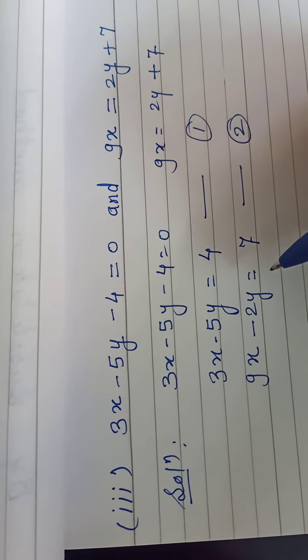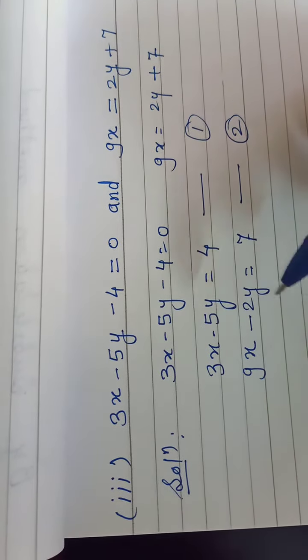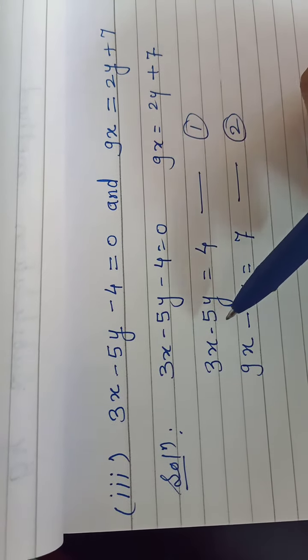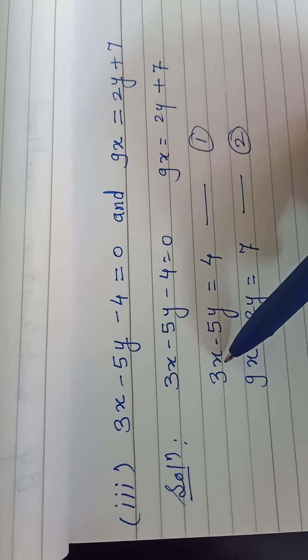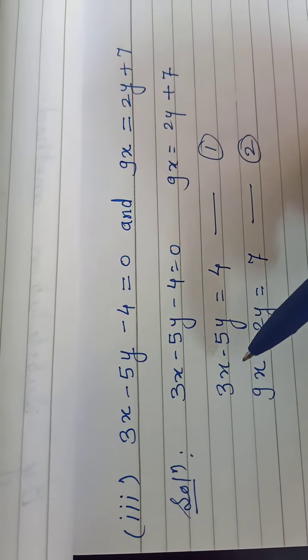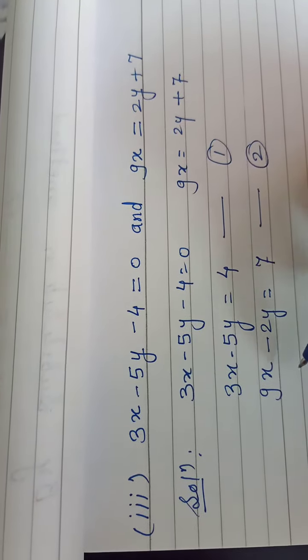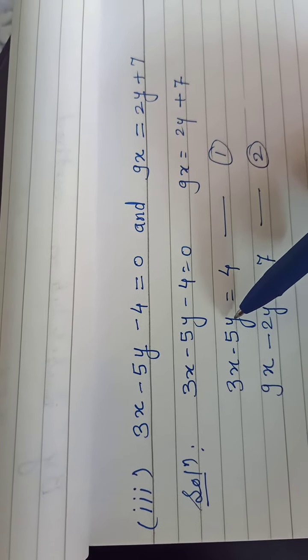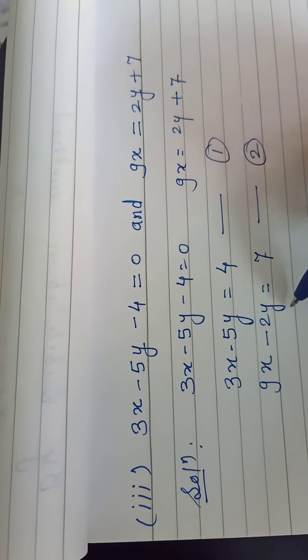So what is the method? Elimination, which means we have to eliminate any one term, either the x term or the y term. So to eliminate either x or y, we have to make the coefficient of x or y equal. So here it is 3x. Generally I am taking the first term, the x term. You can also make the coefficient of the y term equal and eliminate it.